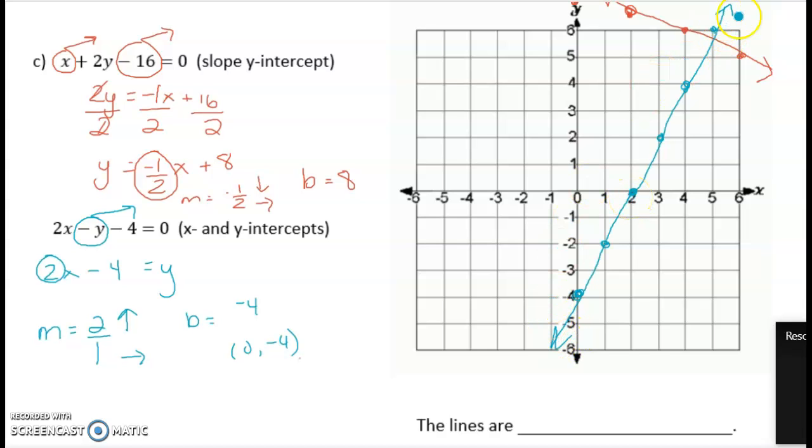Okay. I kept going with the dots because I don't have a ruler to help. Okay? And then, if we notice this one, it's not parallel. This one also crosses at a 90 degree angle. So this is perpendicular.